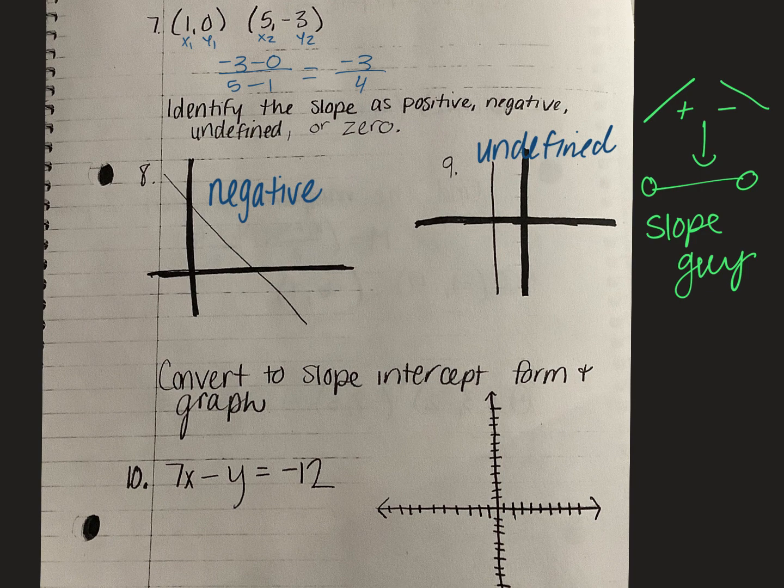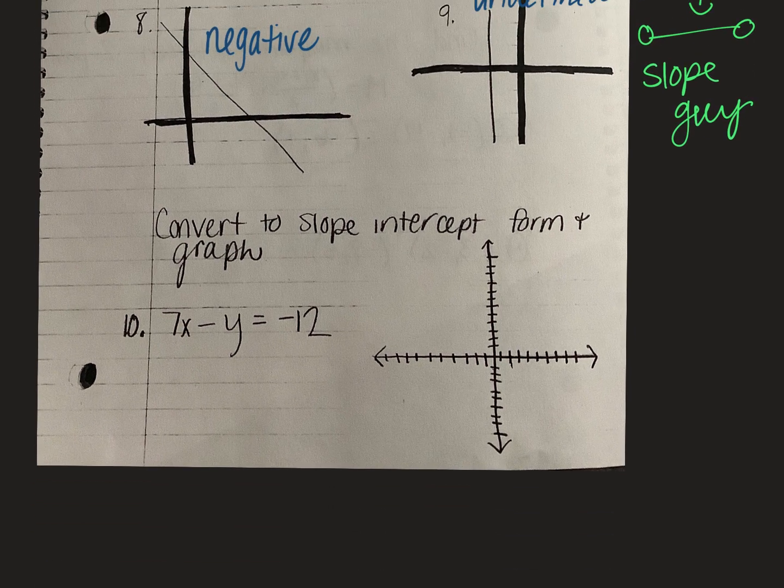All right, number 10. Convert to slope intercept form and graph. So we're solving for y. So I'm going to move the 7x over.